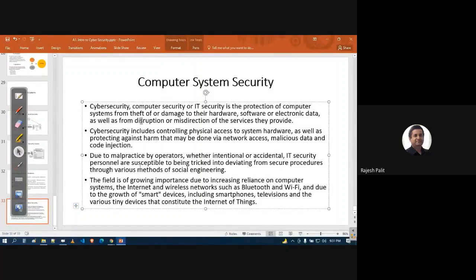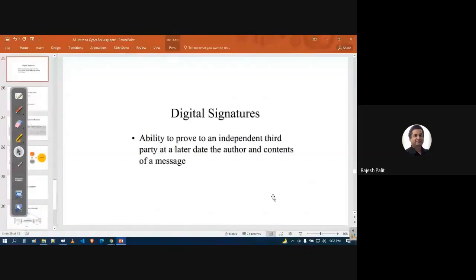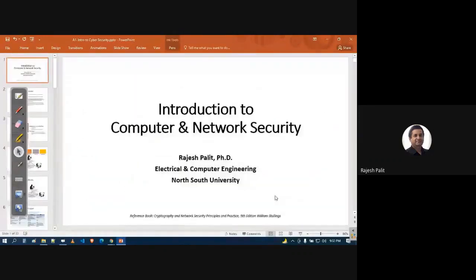Also the internet and wireless networks such as Bluetooth or Wi-Fi, and the growth of smart devices, including smartphones, televisions, and the various tiny devices that constitute the Internet of Things. So the field of security is gaining popularity day by day, and the salaries of security professionals are rising rapidly. There is a huge shortage of security professionals throughout the world. So that is the introductory slide, introduction to computer and network security.